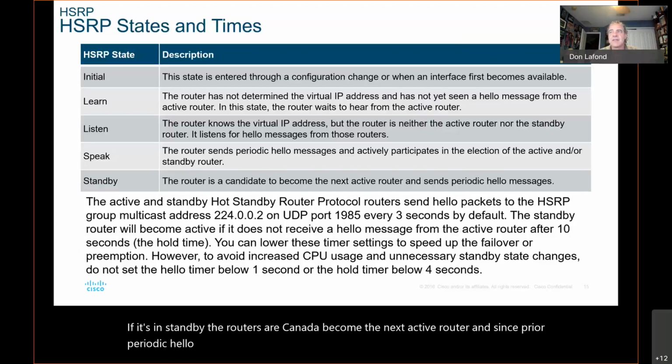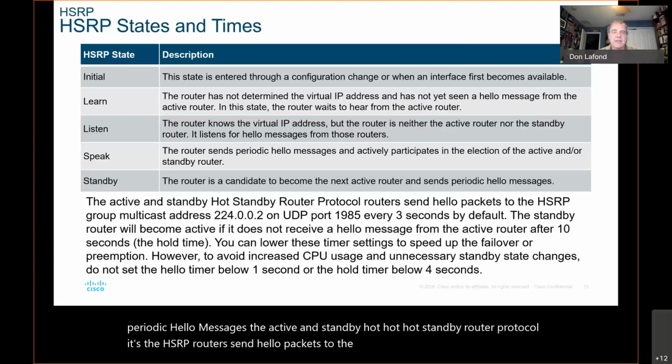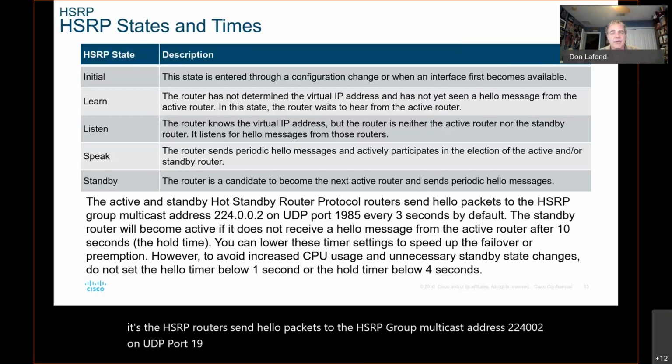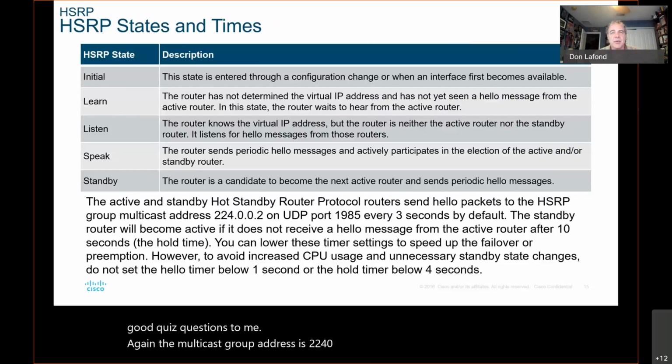The active and standby Hot Standby Router Protocol, HSRP, routers send hello packets to the HSRP group multicast address 224.0.0.102 on UDP port 1985 every 3 seconds by default. Those sound like good quiz questions to me. Again, the multicast group address is 224.0.0.102, it's on port 1985, and it's 3 seconds.